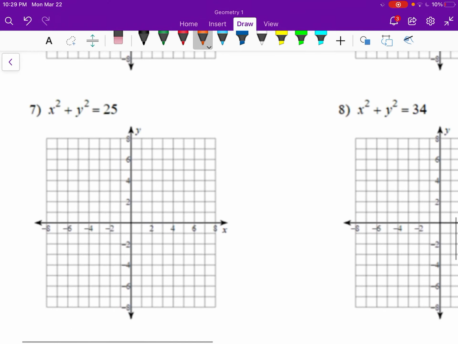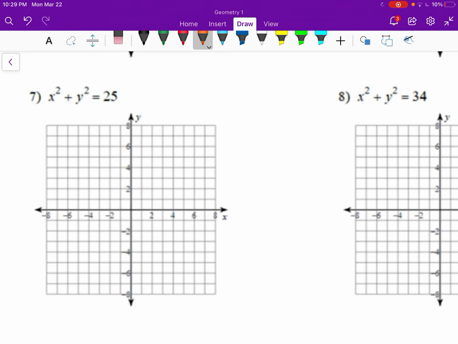And then our last one here that we'll do, number 7, our center. So we just saw what happens when we don't have anything added or subtracted to the variables before they're squared. So the center is just at (0, 0). And then the radius is the square root of that number, the square root of 25, which is 5. So our center's at (0, 0), and our radius is 5.